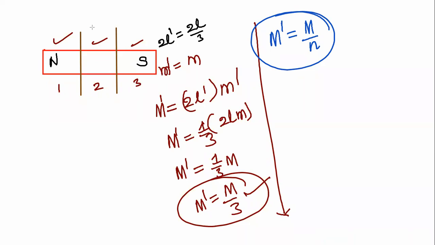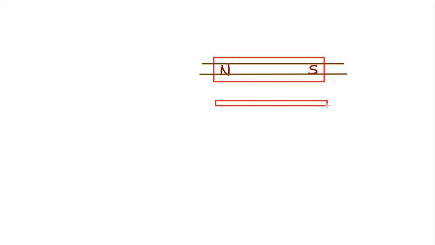Or if I take a bar magnet and I am going to cut this bar magnet, with north pole and south pole. So this is cut into 3 equal parts along its length. New length of each part will be how much? As it is cut into 3 parts, 2L divided by 3.